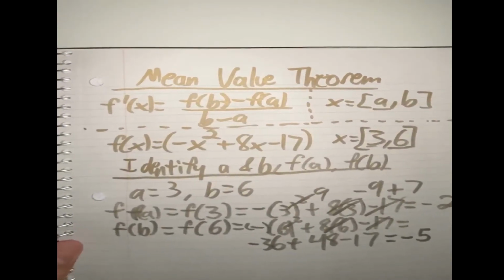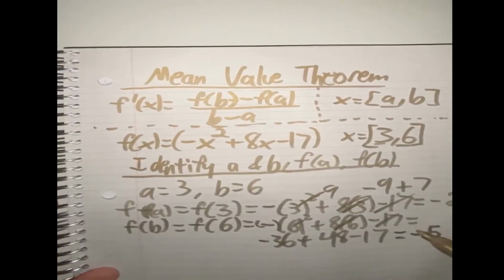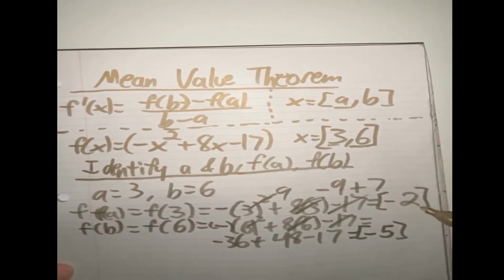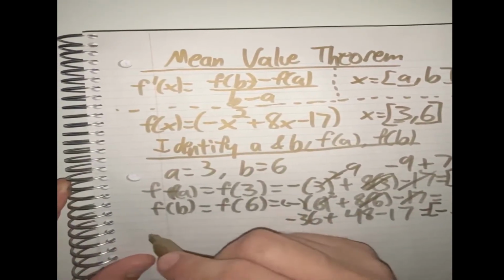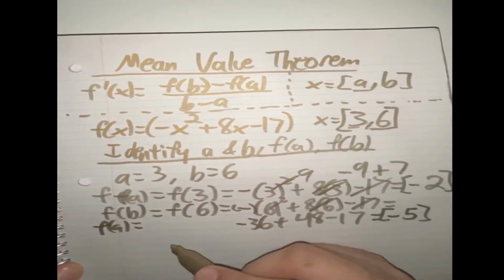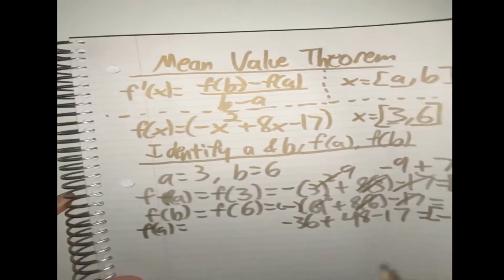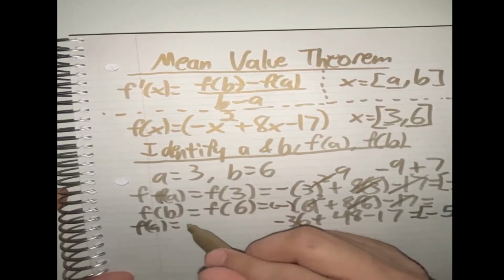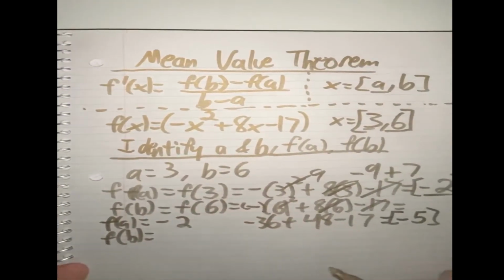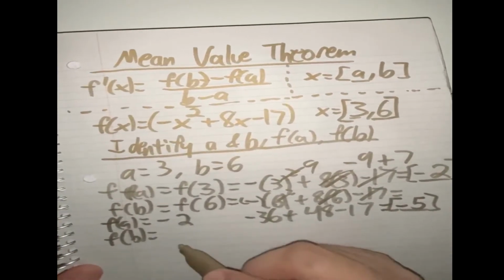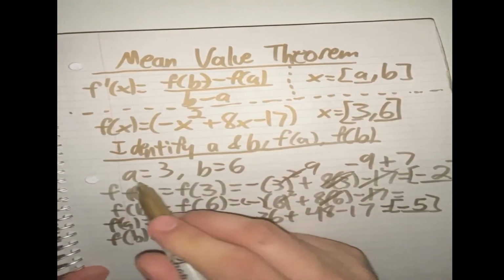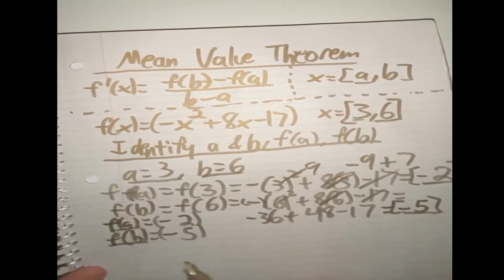So we have identified our f of b and our f of a. Our f of a is equal to negative 2, as we solved over here, plugging in our a term. And our f of b is equal to negative 5. So now we have a, b, f of a, and f of b.